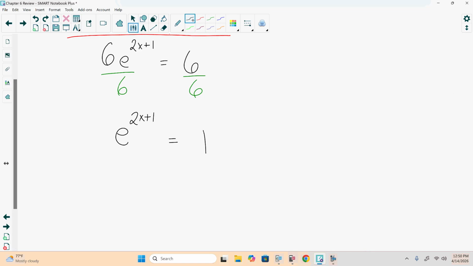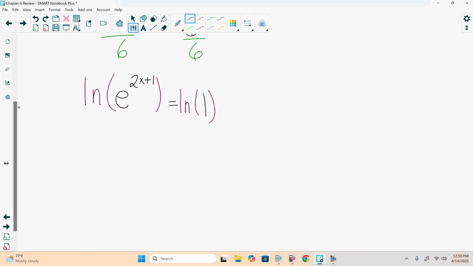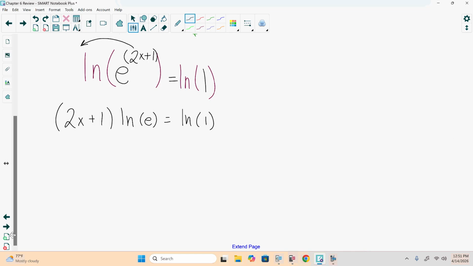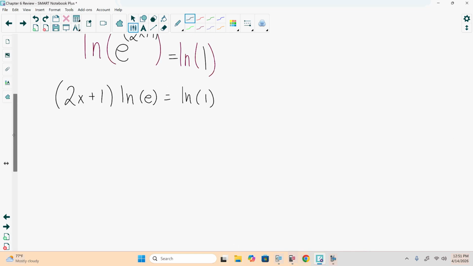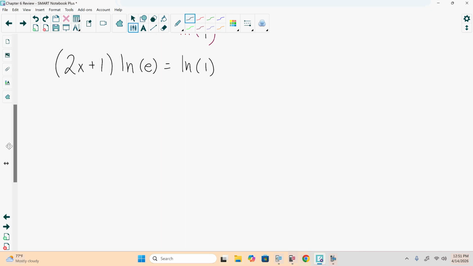At this point here, we're going to apply a logarithm to both sides. And since the base is e, we're going to use the natural log. We're applying natural log to both sides. And according to our power properties of logarithms, we can move the exponent to the front, telling us that we have 2x plus 1 times the natural log of e is equal to the natural log of 1. Questions on this so far?